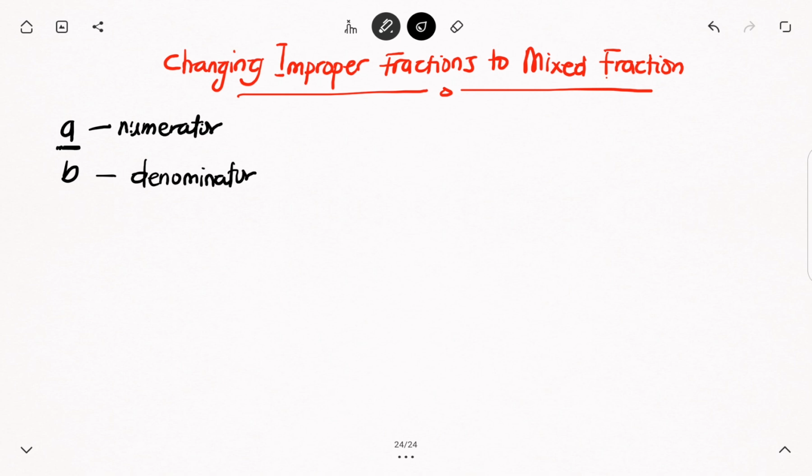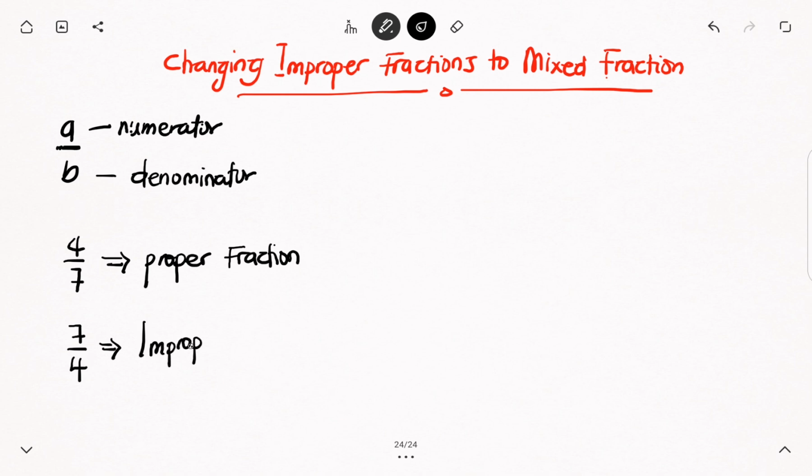Now, normally, if we have a fraction where the numerator is smaller, let's say 4/7, this type of fraction where the numerator is smaller than the denominator, we call a proper fraction. So this is a proper fraction. Now, when this situation is reversed, then we have an improper fraction. For example, let's say we have 7/4. Because the numerator is now bigger than the denominator, this becomes an improper fraction.